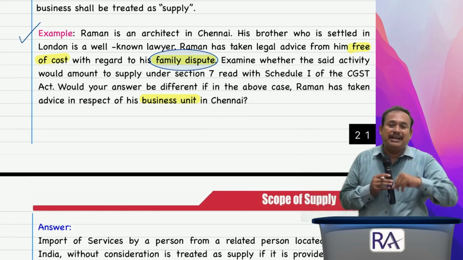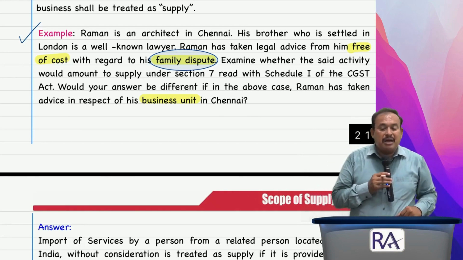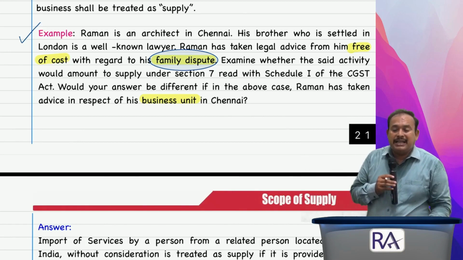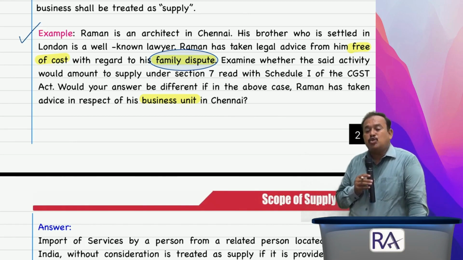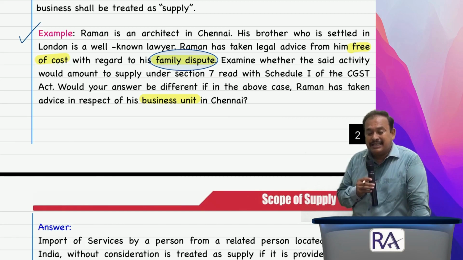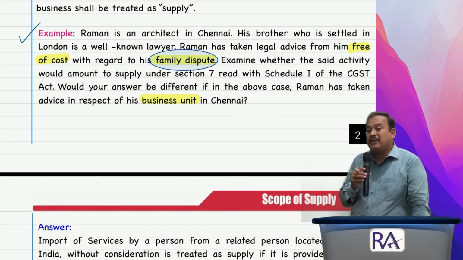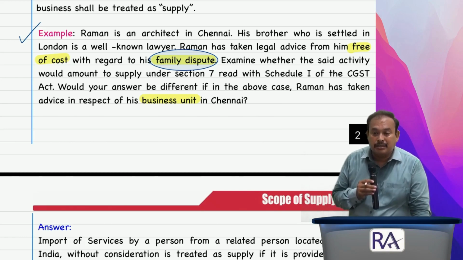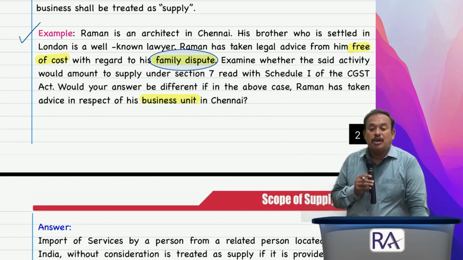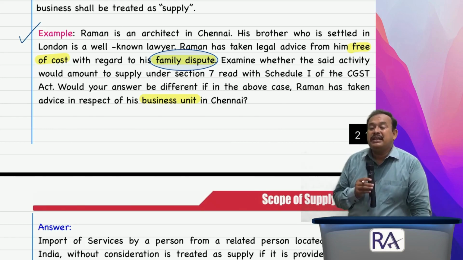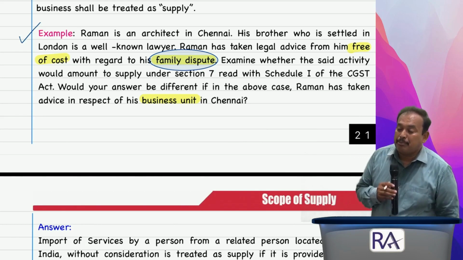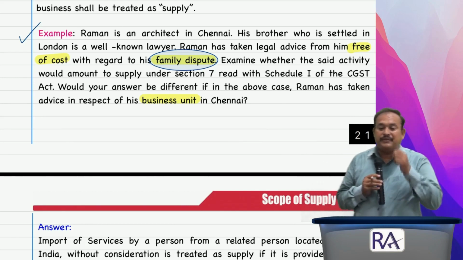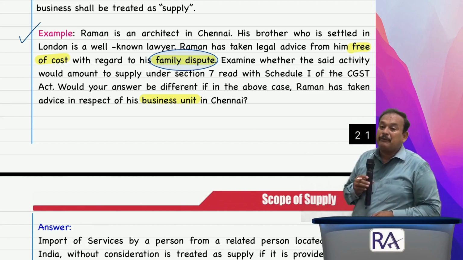The second leg of the same question says, would your answer be different in the above case? Raman has taken advice in respect of his business unit in Chennai, for the business purpose, import of services from his brother, who is in London, a well-known lawyer, freely imported for the business purpose. In that case, you tell me, my dear friends, is it going to be covered in Schedule 1, point number 4 or not?